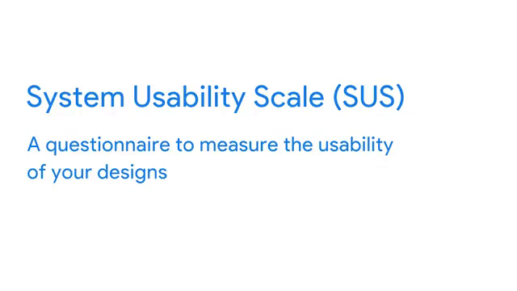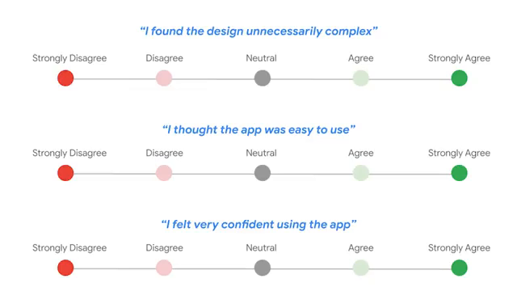Finally, if you want to answer the question, how easy is my app to use, and you need quantifiable answers, a system usability scale can help. A system usability scale, or SUS, is a questionnaire to measure the usability of your designs. With an SUS, users are asked to agree or disagree with 10 statements about the usability of a design.